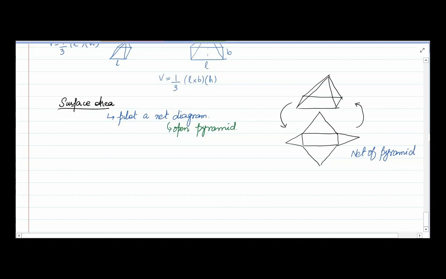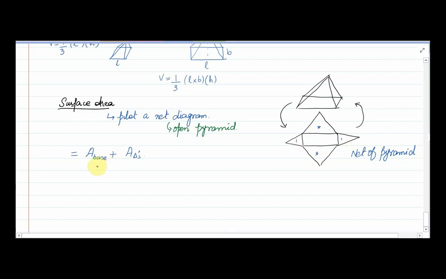Now we are talking about the surface area. So the surface area of a pyramid in general is the area of the base plus the area of the triangles. Now you have 4 triangles, right? Let's suppose these 2 areas are the same and these 2 areas are the same, because in a rectangle opposite lengths are equal.